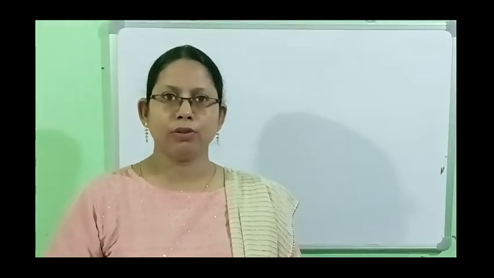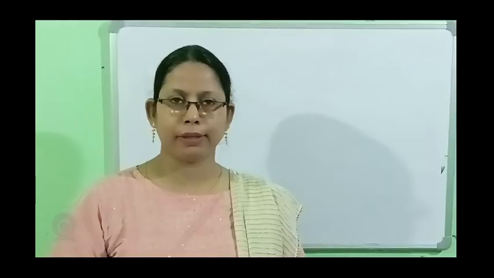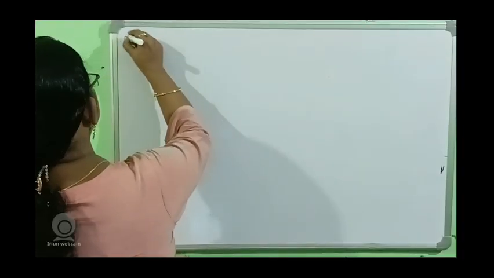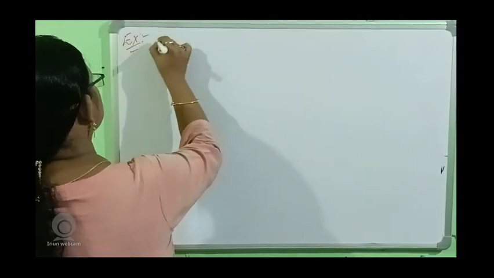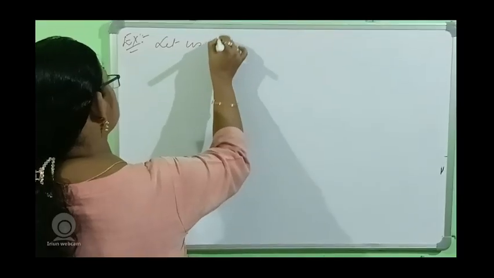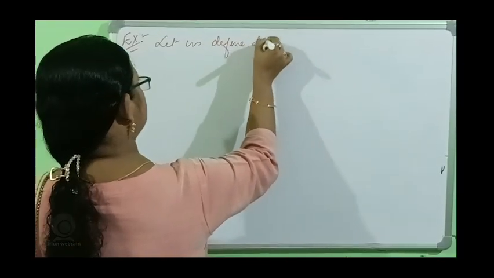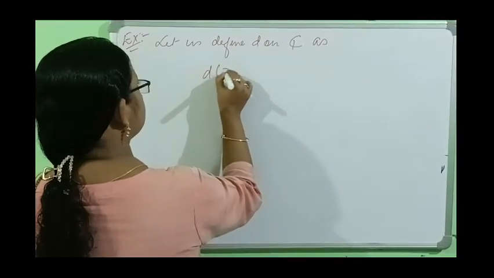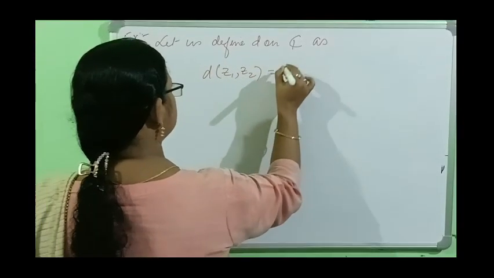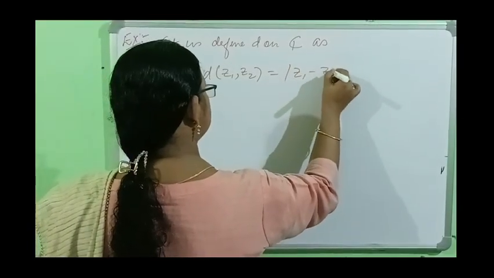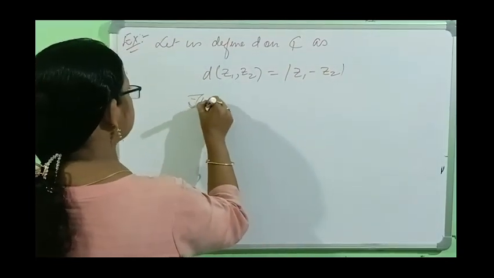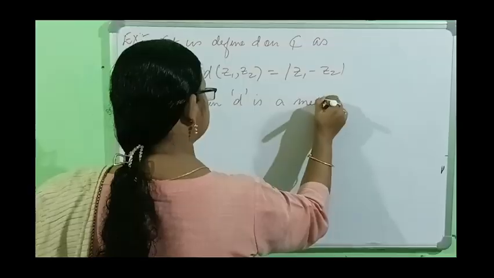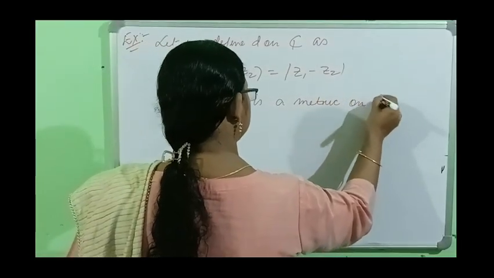In this lecture, we will continue our discussion on examples of metric space. Let us define D on the set of complex numbers C as D(Z1, Z2) is equal to modulus of Z1 minus Z2. Then D is a metric on the set of complex numbers C.